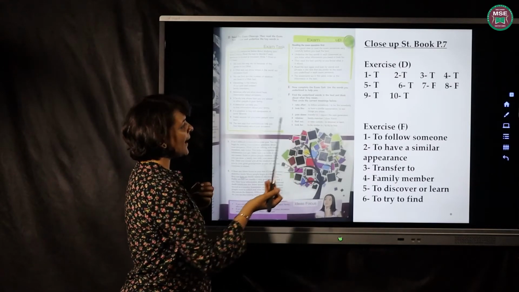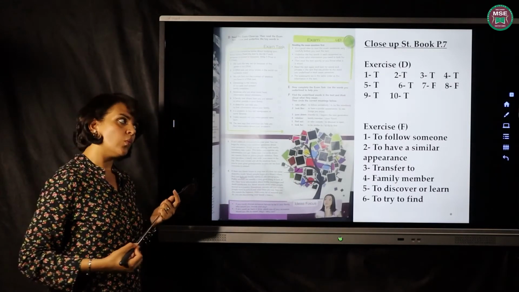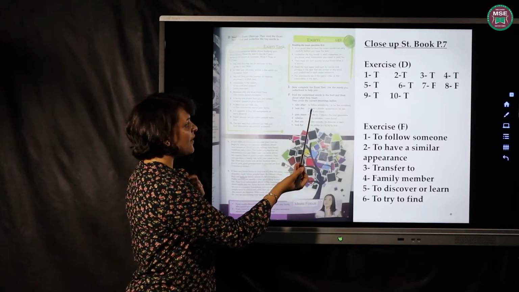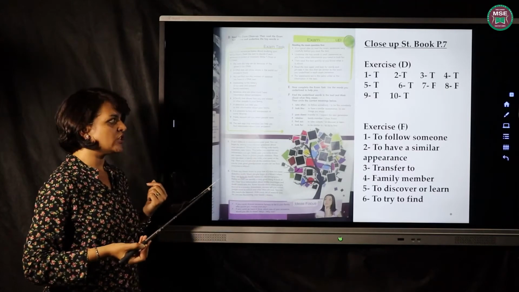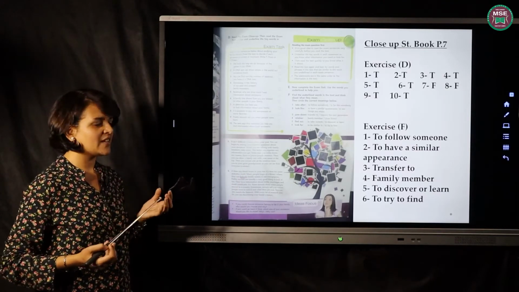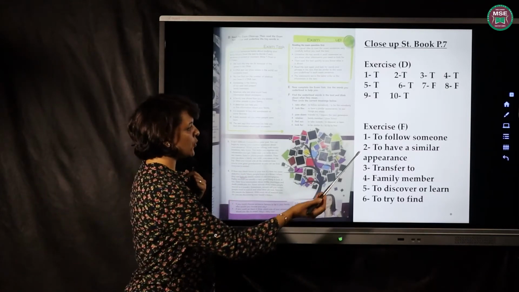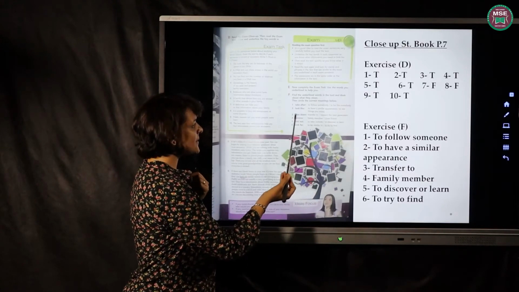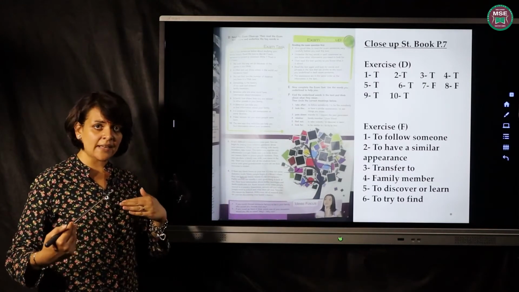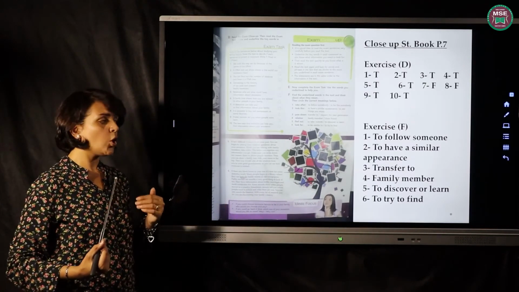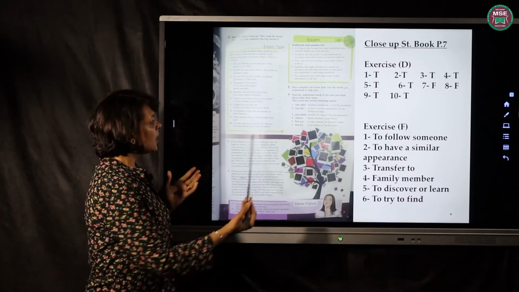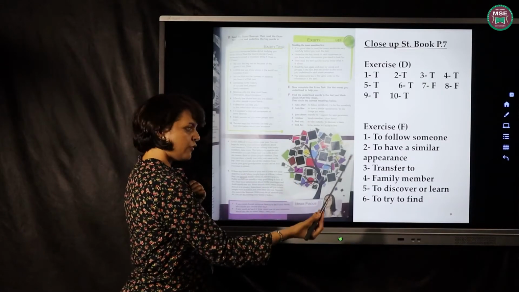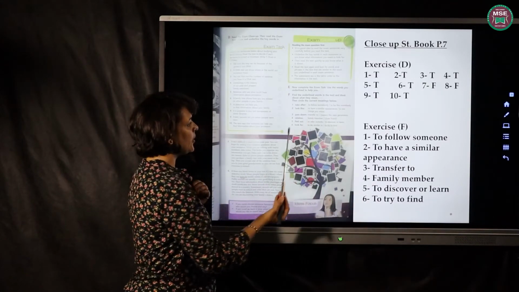Number two, look like means what? Look like means to have the same or a similar appearance, for sure. Three, pass down means to send something to someone or transfer something to someone. Who is the relative? For sure, it is the family member.